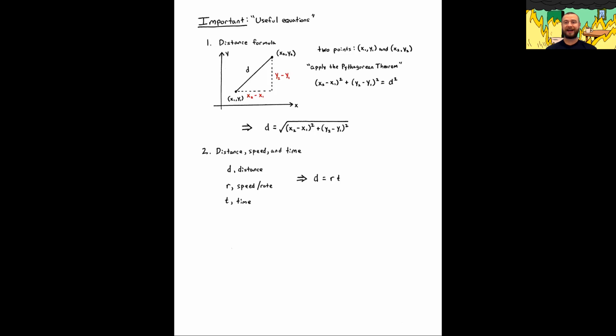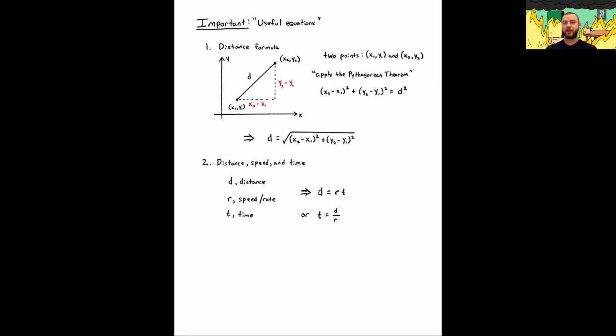Now, we might need a manipulated version of this in the near future. I have no idea where you might encounter that. So we might be interested in solving this for time. We can do that, no problem. Just divide, and you get an alternate version: time equals distance traveled divided by your rate or speed.